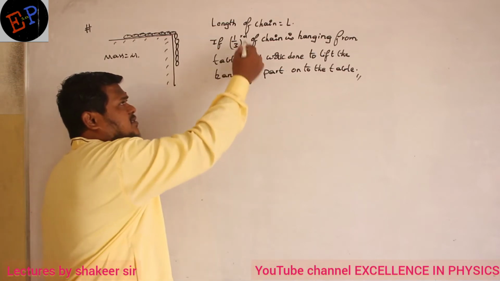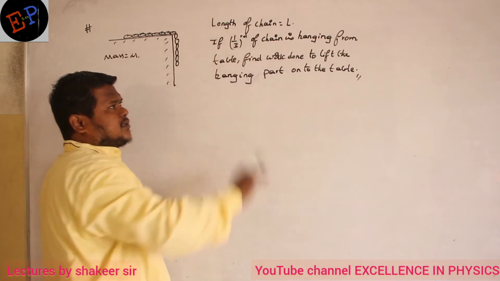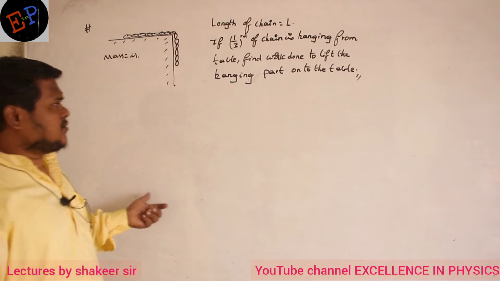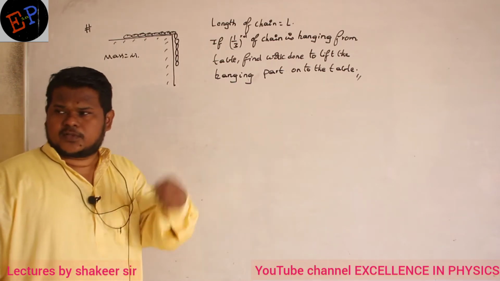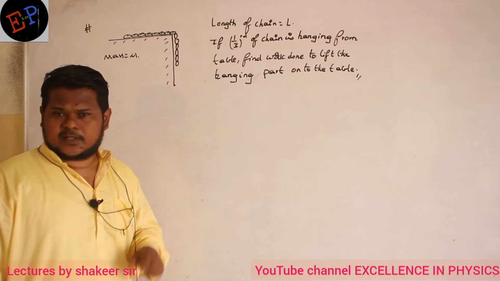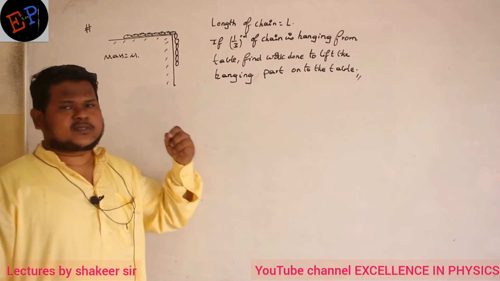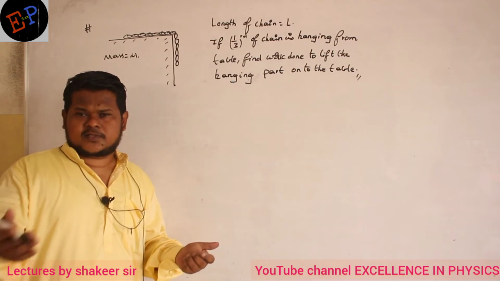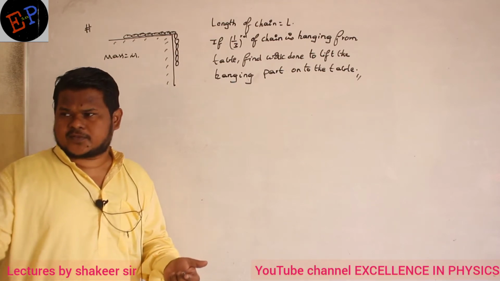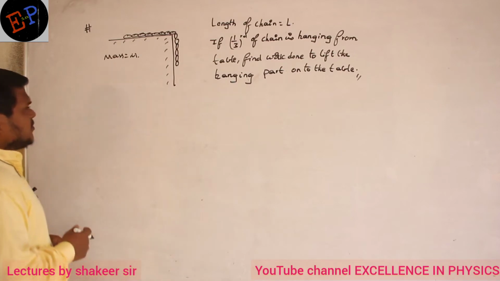And how much part of the chain is hanging? 1/3 part of the chain is hanging. So I want to calculate how much work I have to do to pull this hanging chain onto the table. Are you able to understand? So this problem we can do in two methods. By taking the center of mass concept we can do, or just by using the equation of work done for variable force also we can do. Clear, no? We will try to do in both the methods.